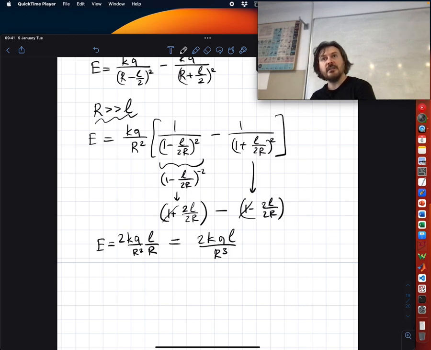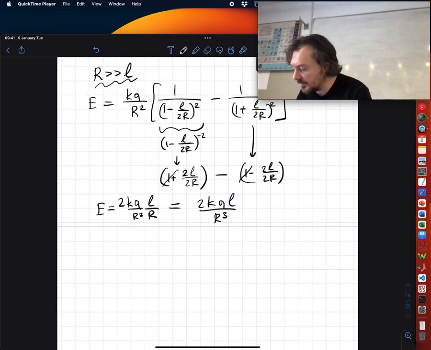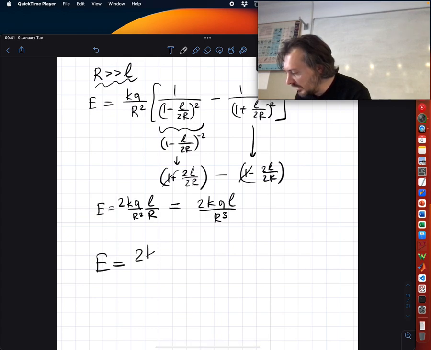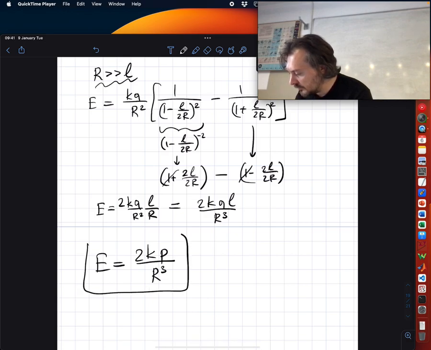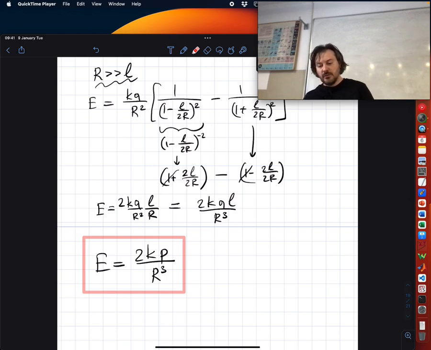So you can see that there is a QL there, and QL can be replaced by P. So 2KP over R cubed. Okay, let me just highlight it with this. Do you have any questions?